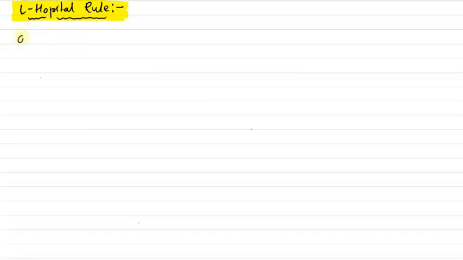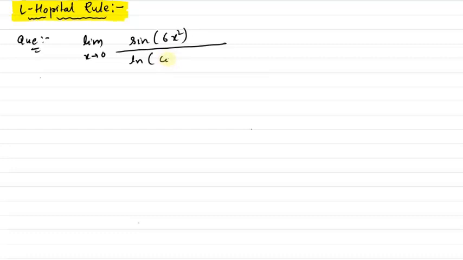Last question for this lecture based on L'H rule. What we have is limit x tending to 0 sine of 6x square, whole divided by ln of cos of 2x square minus x.